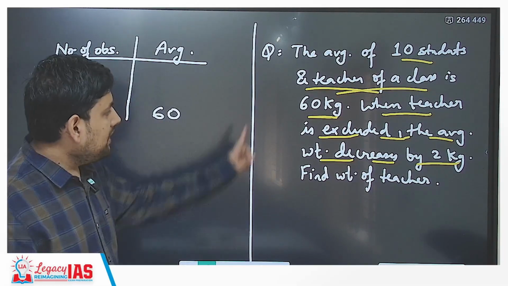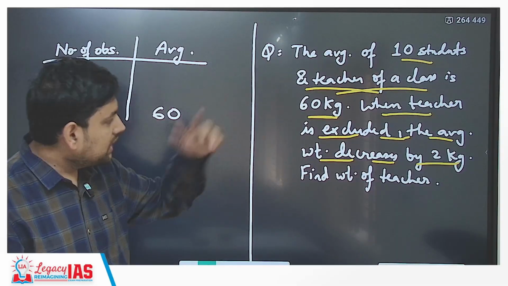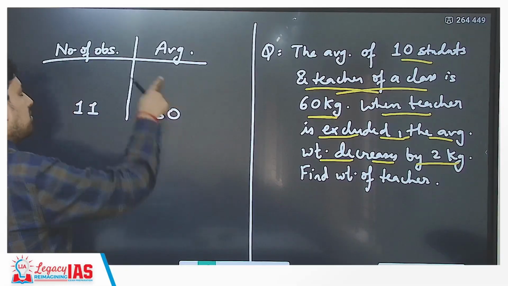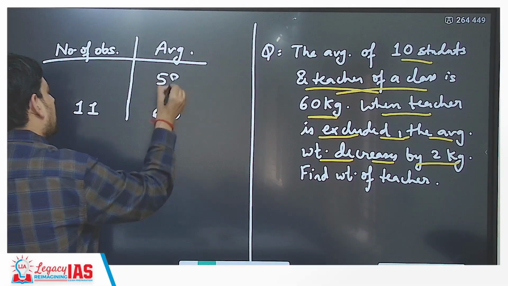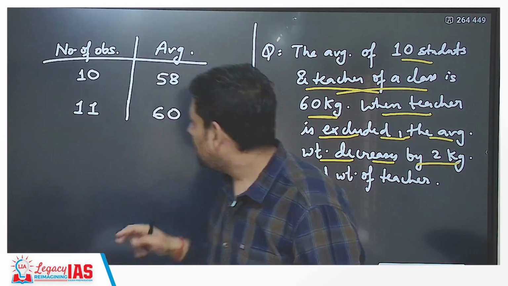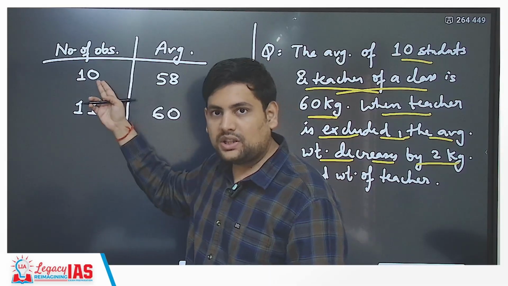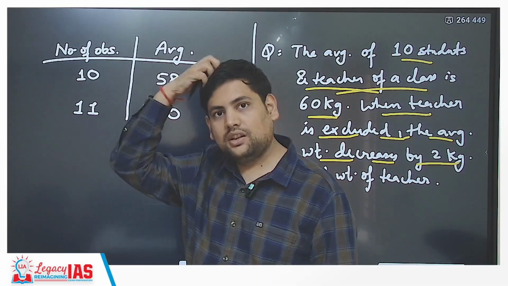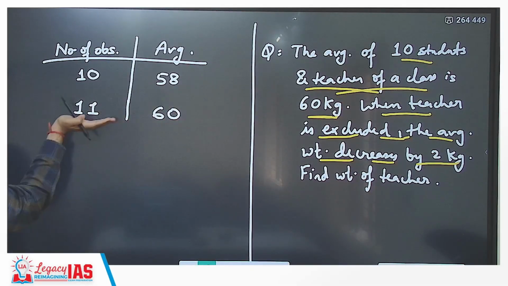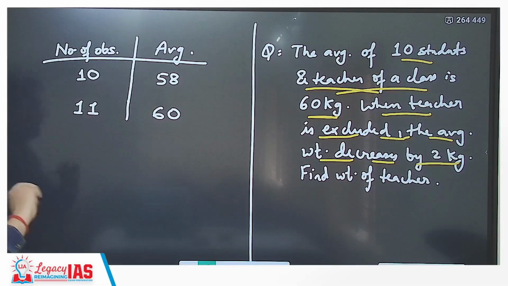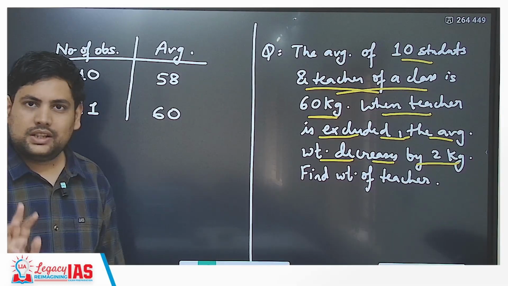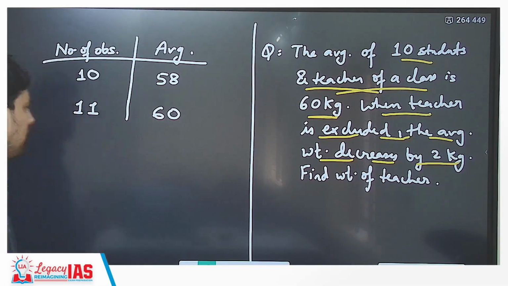Okay, then when the teacher is excluded, the average weight decreases by 2 kg. So now when I remove the teacher, average weight decreases by 2 kg. So I write here 58 and number of observations 1 less because I have removed the teacher. Can you see? Even now I have written fewer observations before and then more observations later. This is how you have to always write. So if somebody is getting excluded, write it like this, and above it write whatever lesser number is there. This should be in ascending order, 10, 11. Okay, always in ascending order. This will always give you the right answer directly. Now, so 10 and 11.